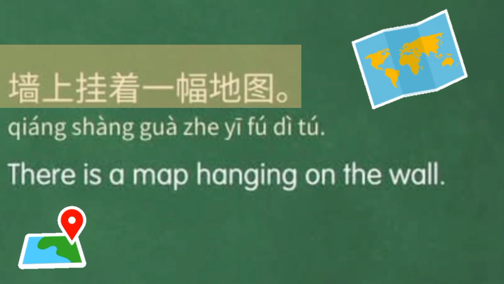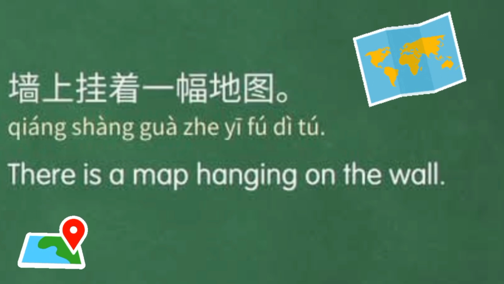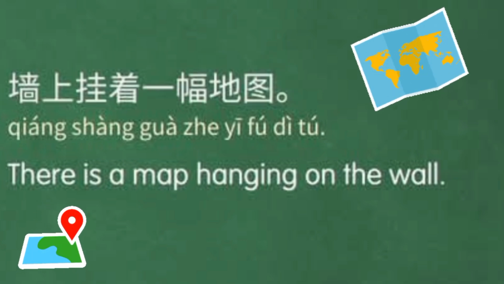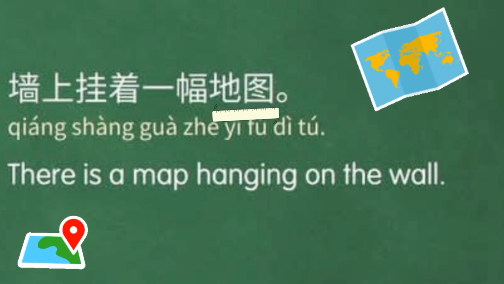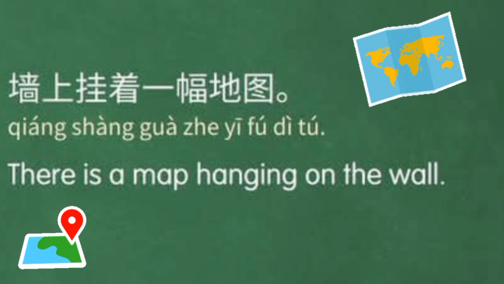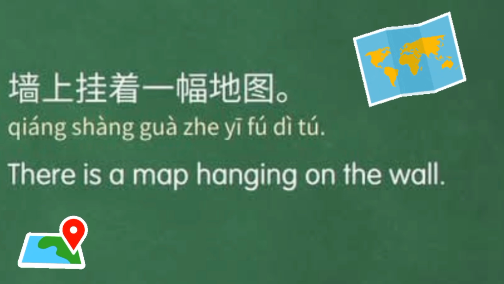墙上挂着一幅地图。 There is a map hanging on the wall. Let me highlight the words we just learned. 地图. Hope you learn it. Let's move to our next vocabulary.